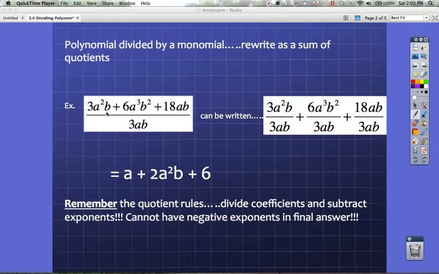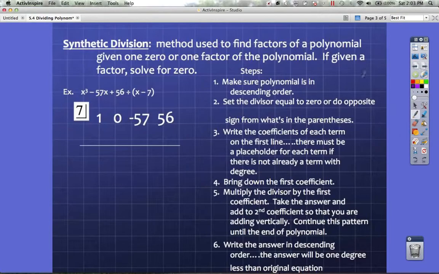So it can be written either way, but if you can see it this way, you don't have to write it out that way. It's very easy to divide and come up with your equation from there. So that's if it's a polynomial divided by a monomial. But using synthetic division, we're going to be doing a polynomial divided by a binomial. Remember, a binomial is a two-term polynomial.